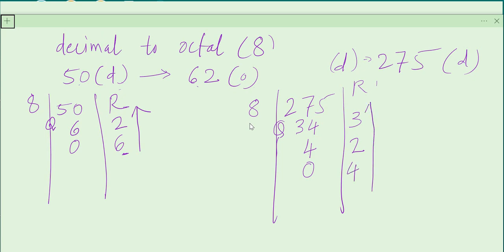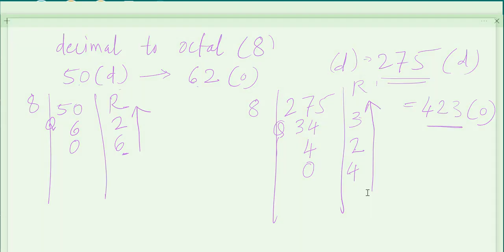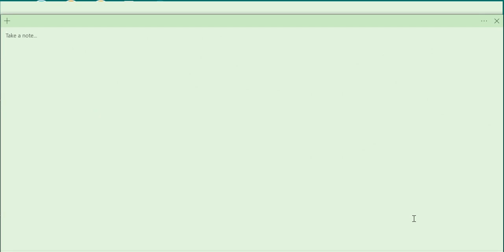Take the remainders in the opposite direction. So 4, 2, 3. So that is 423 octal. So 275 decimal is 423 octal. This is for the integer part of the conversion. For the integer part, we have to divide by the base. Now let's consider the fractional part.